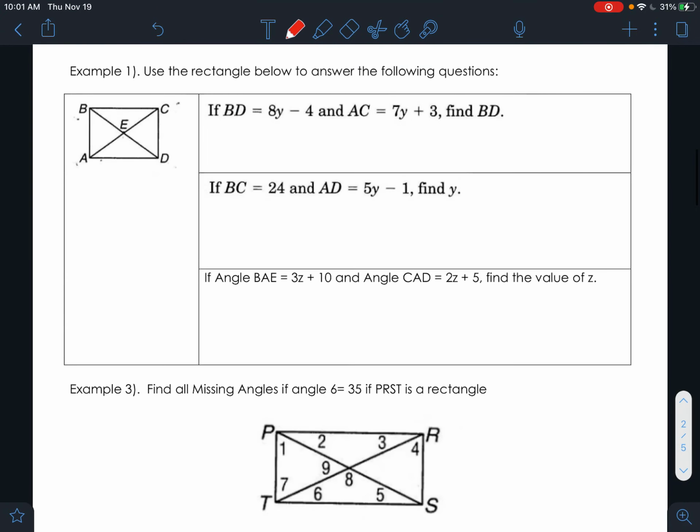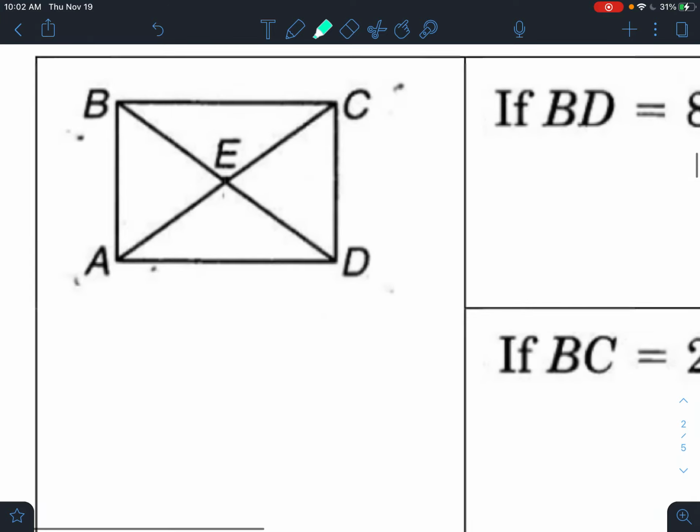Okay, so if we look at this set for example 1, it says use the rectangle below to answer the following questions. So for these ones, just for time purposes, guys, I'm just going to find the variables. I'm not going to find like BD, okay? I'm just going to find the variables.